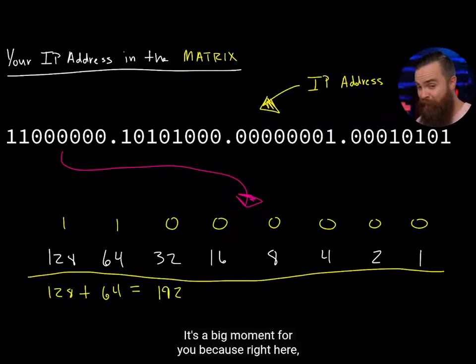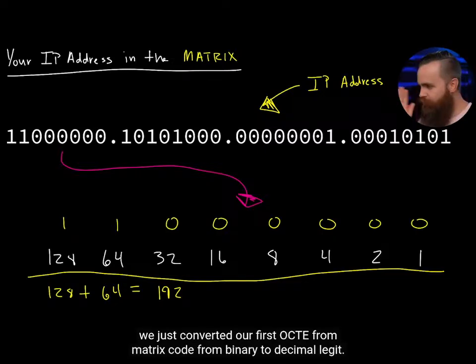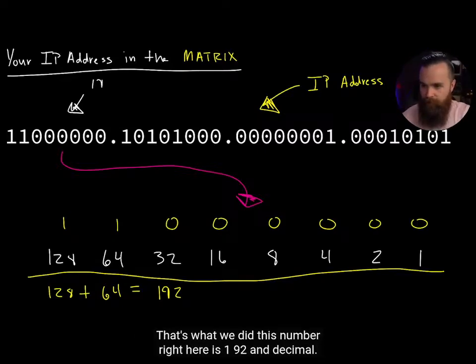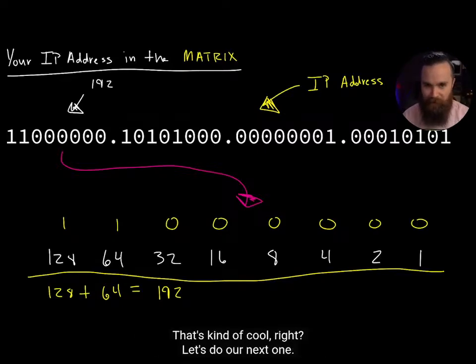This right here, it's a big moment for you because right here, we just converted our first octet from matrix code, from binary to decimal. Legit, that's what we did. This number right here is 192 in decimal. That's kind of cool, right? Let's do our next one.